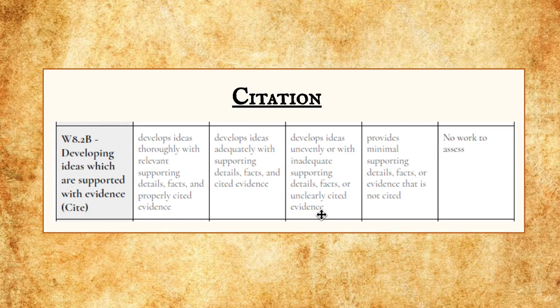A 2, develops ideas unevenly or with inadequate supporting details, facts, or unclearly cited evidence. If you make an attempt to cite evidence, but you don't quite do it right, and if we stretch it a little we can see where your evidence is coming from, that's where your 2 will get you. Now 3, if you develop your ideas adequately with supporting details, facts, and cited evidence, this is you cited your evidence, you clearly pointed to where it comes from, and the evidence actually does support the answer in a way that makes sense without stretching.